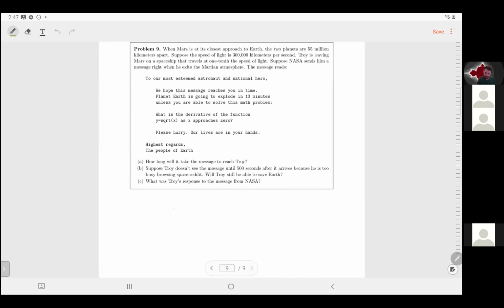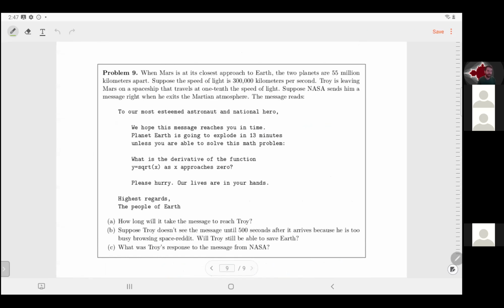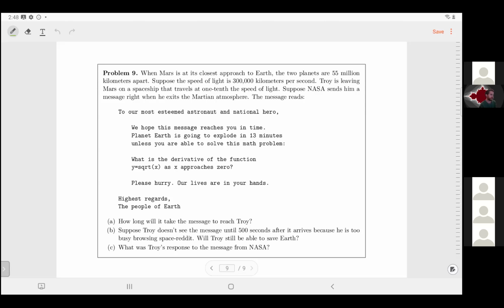I don't know if you guys have read this yet. I was kind of losing my mind last night, so here we go. This is a true fact. When Mars is at its closest approach to Earth, the two planets are about 55 million kilometers apart. Okay. Suppose the speed of light is 300,000 kilometers per second. That is approximately correct as well.